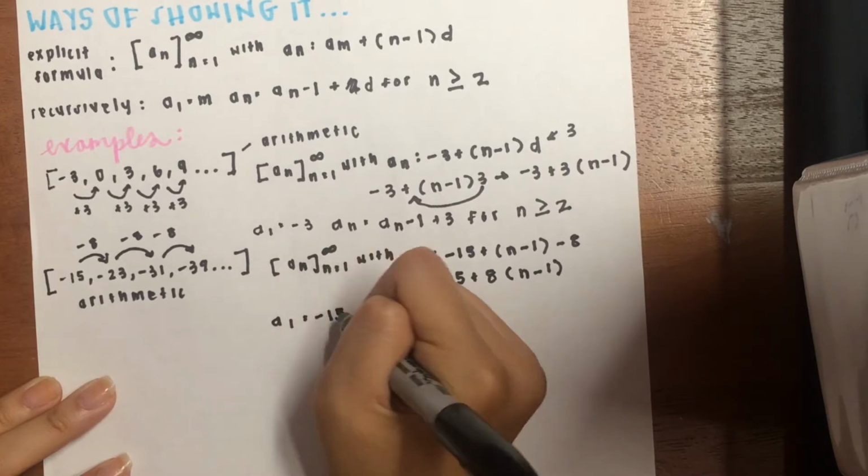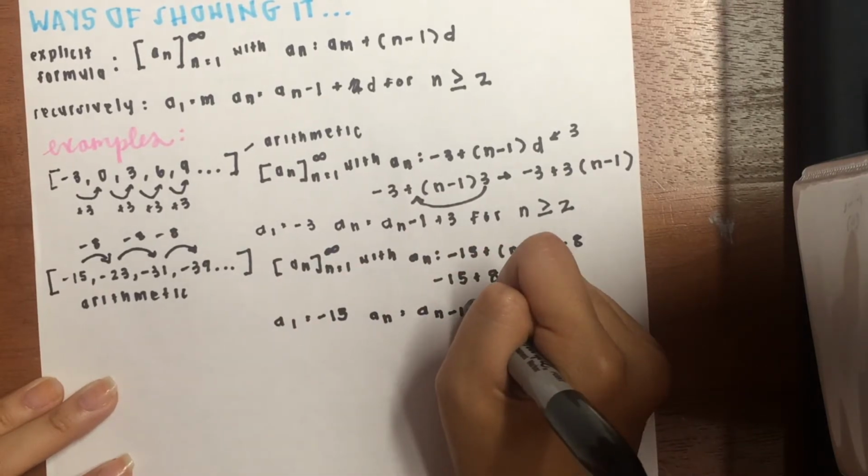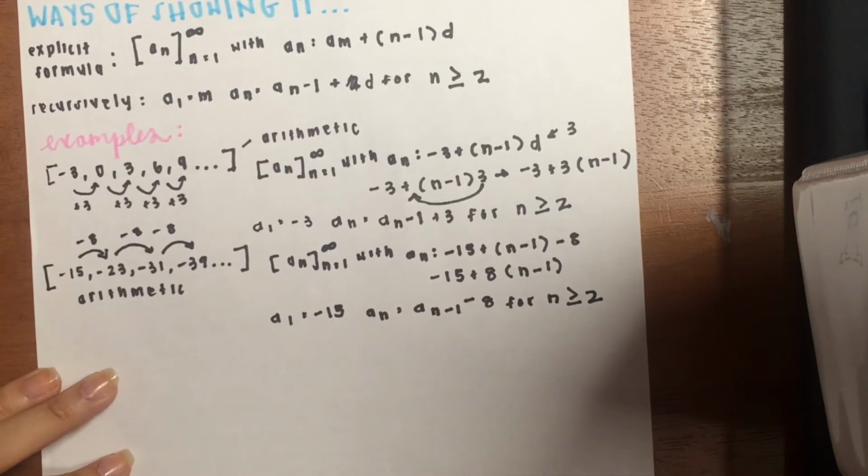And we can write this recursively by a_1 equals -15. a_n is equal to a_(n minus 1) minus 8 for n is greater than or equal to 2.